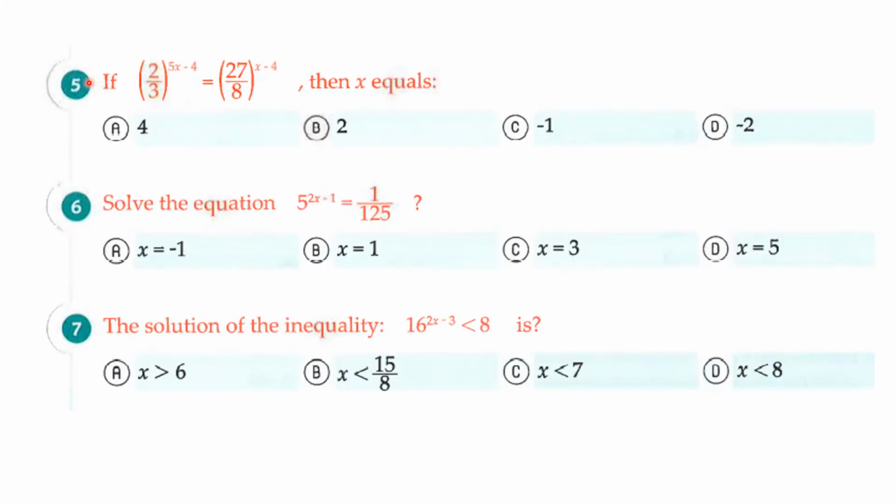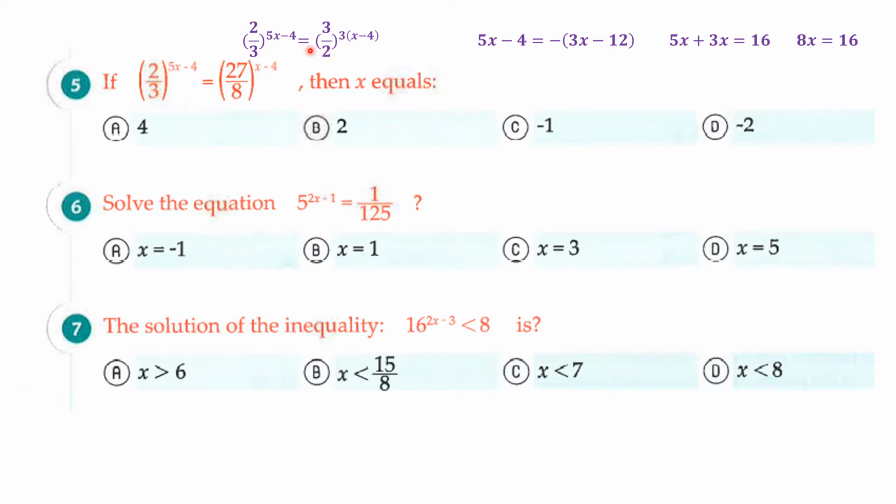This question: if 2 over 3 to the power of 5x minus 4 equals 27 over 8 to the power of x minus 4, let's first try to make the bases equal. So I'm going to change 27 into 3 to the power of 3 and 8 into 2 to the power of 3. Remember, this 3 will be multiplied by the x and multiplied by the negative 4.